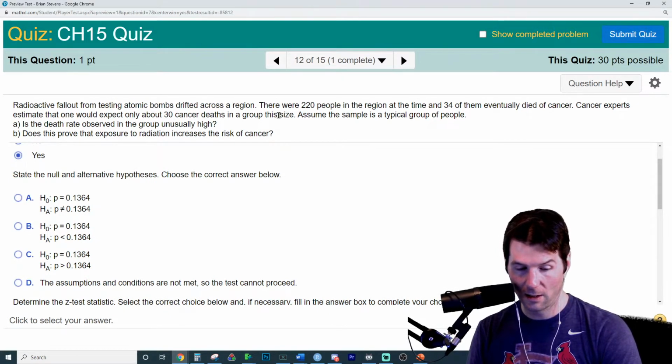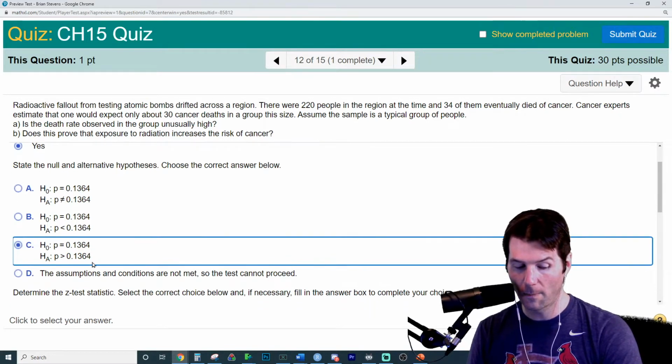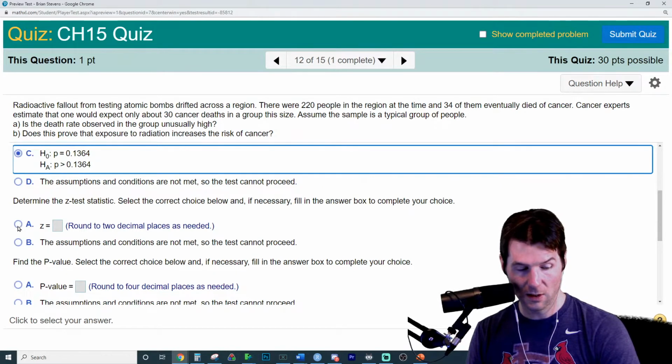We're testing, is this unusually high? We want to test greater than. Test the assumptions and conditions. Here's the Z-score.